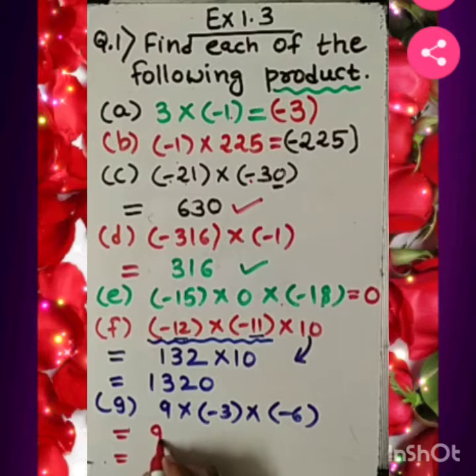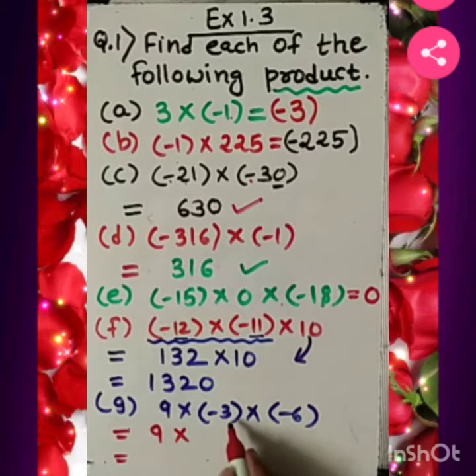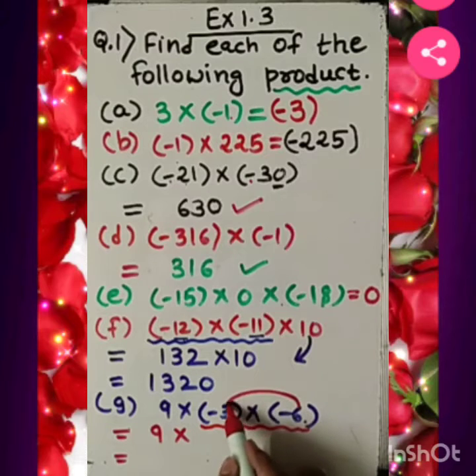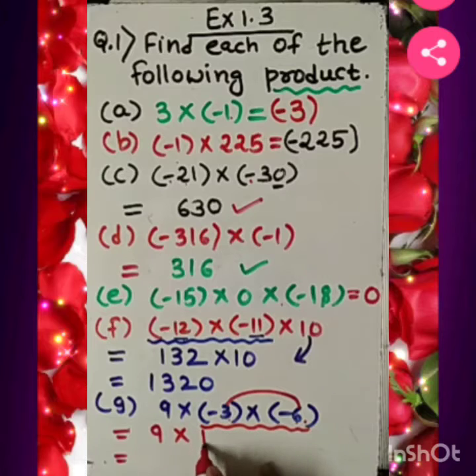9 is already there. Let it be. Minus 3 minus 6. Okay. First we are working upon these two negative numbers. As we know, the product of two negative numbers will be positive. 6 3s are 18. And what will be the sign of this 18? Of course, it will be positive.